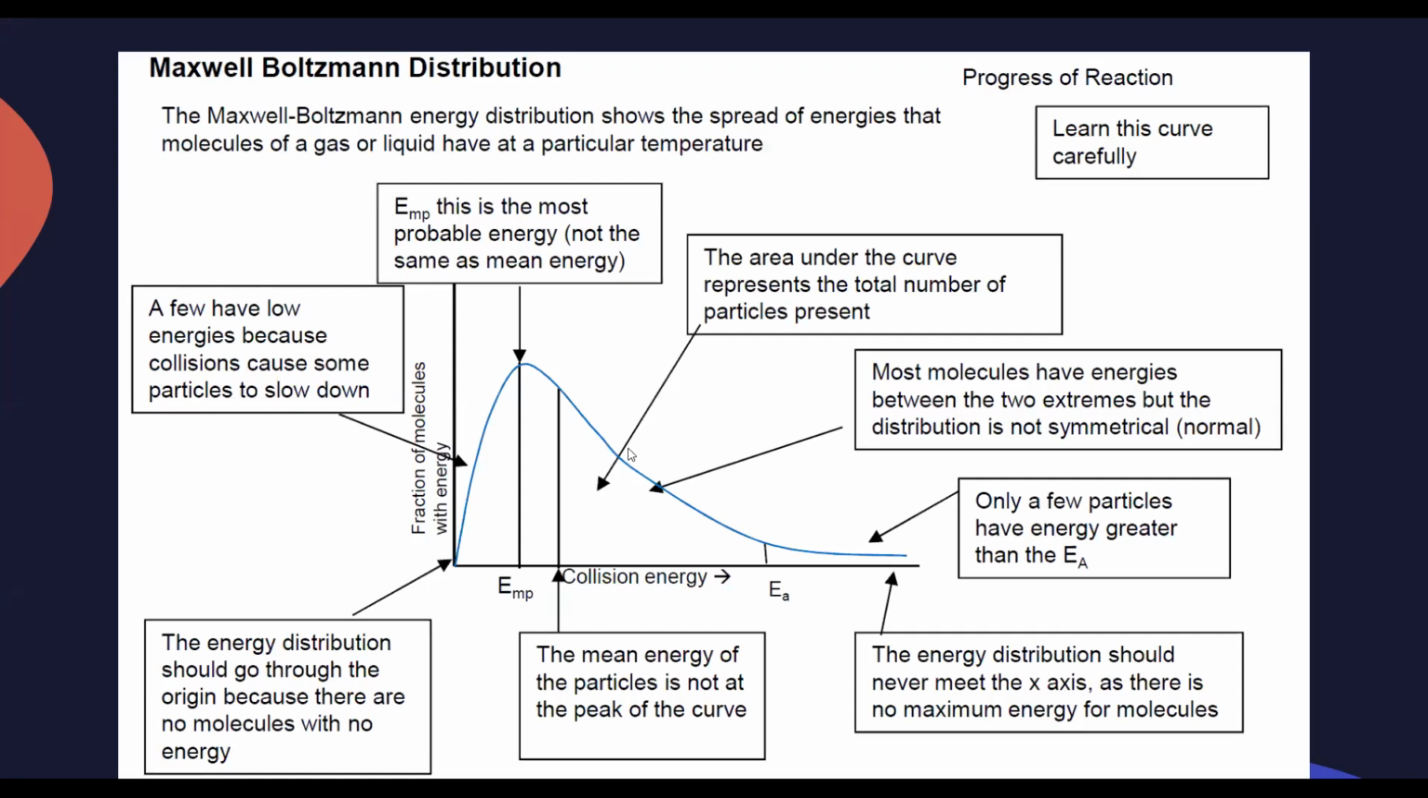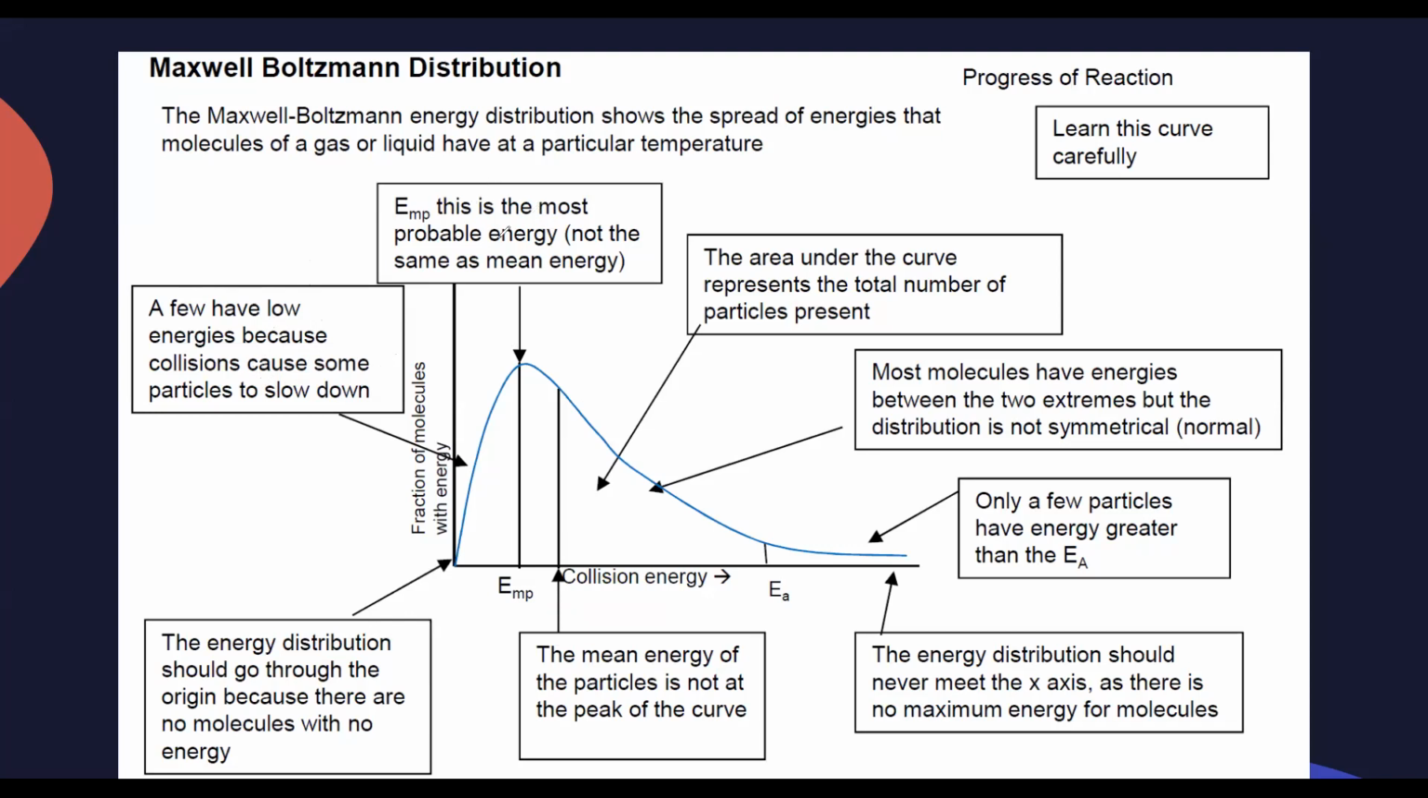So as you can see here, this is a Maxwell-Boltzmann distribution of energy among the particles. The Maxwell-Boltzmann energy distribution shows how the energy is spread out among the particles of a gas or a liquid at a particular temperature. A few particles will have low energy because collisions cause some particles to slow down. When the particles are colliding with each other, they tend to slow down. That's why we say they have low energy.